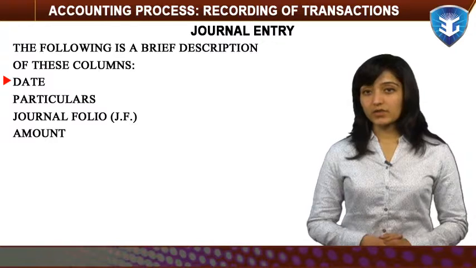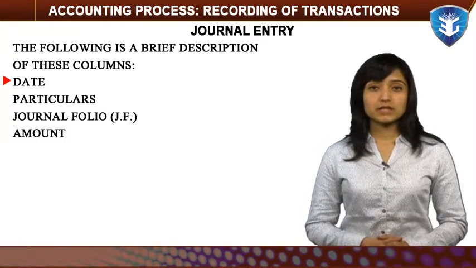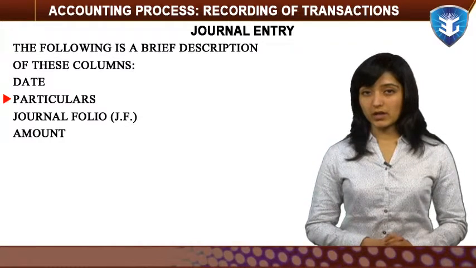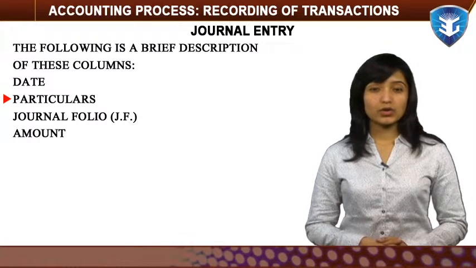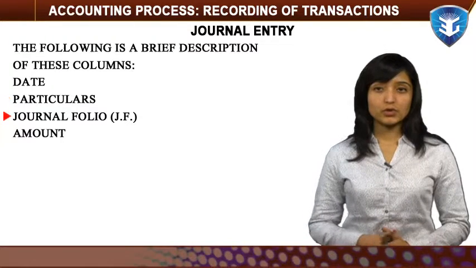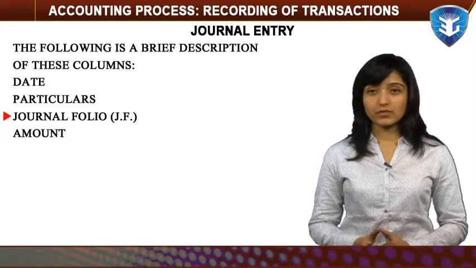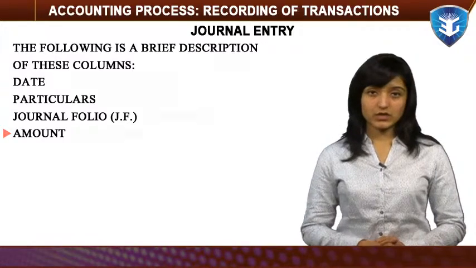The following is a brief description of these columns. Date records the date on which a transaction is made. Particulars records the names of the accounts credited on the debit side and the accounts debited on the credit side. Journal folio, JF, records the page number of the journal from which the posting to the ledger takes place. Amount records the amount of each transaction.